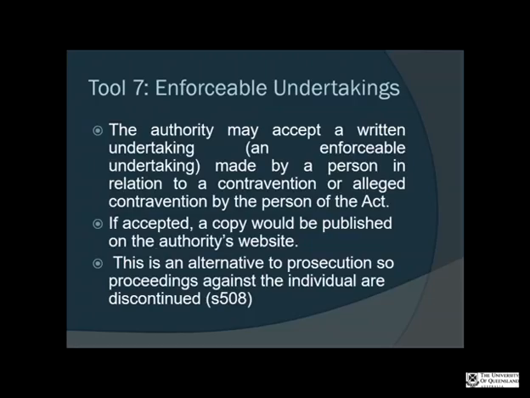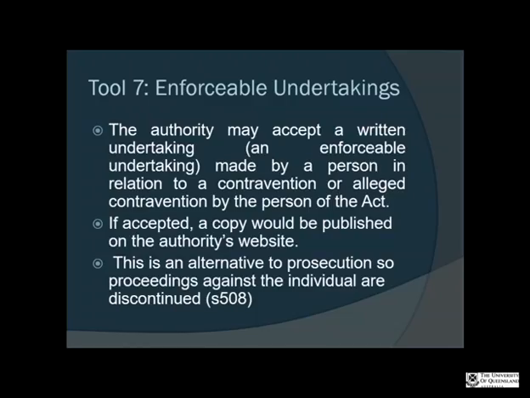Let me just double check. Yes, the final tool is known as enforceable undertakings. What often happens is once the agency has decided to prosecute, so we're normally ready to prosecute, and they may even be preparing to go to court, preparing to go to trial, the wrongdoer may decide that this is all looking a little bit risky, and instead of proceeding to trial, would offer to give the authority what's known as an enforceable undertaking.